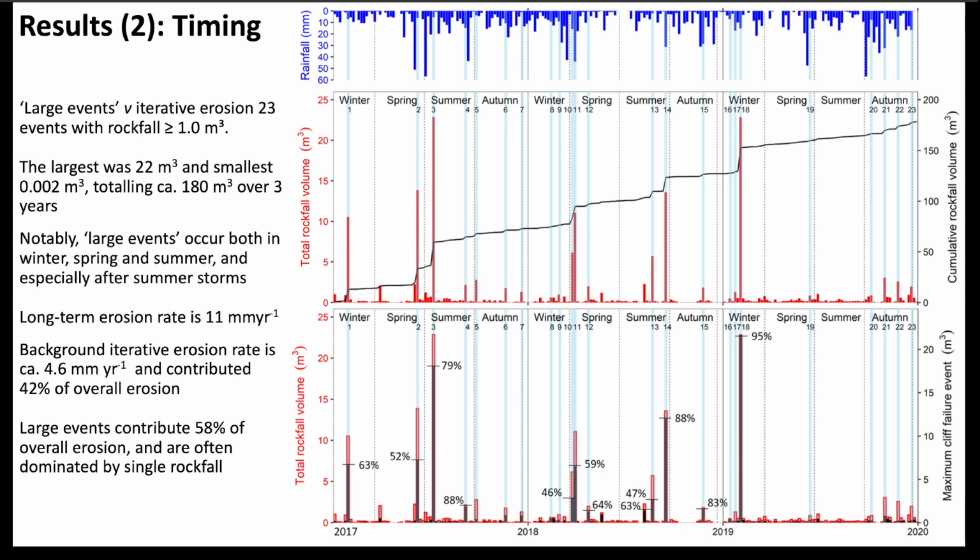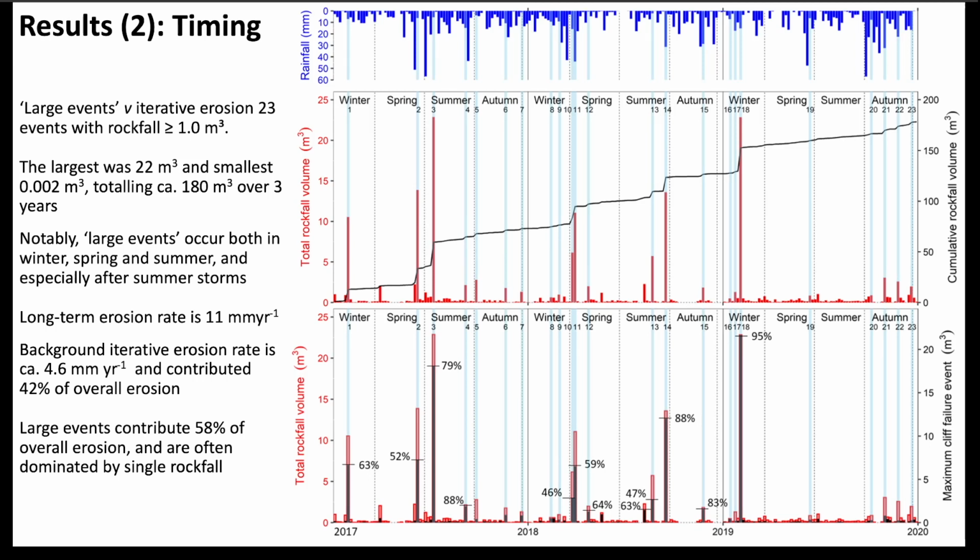If you look at the long-term erosion rate that you derive from this data, it's about 11 millimetres per year. So it's way smaller than the precision of many of the mapping techniques that we use based upon aerial photography, even airborne LiDAR, or even historical maps. The other component of this long-term erosion rate is this background iterative erosion, which is the gradient of the line in between these steps. And interestingly, this is about 4.6 millimetres per year.